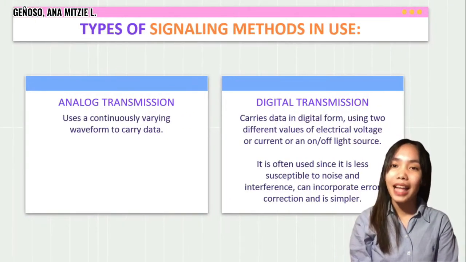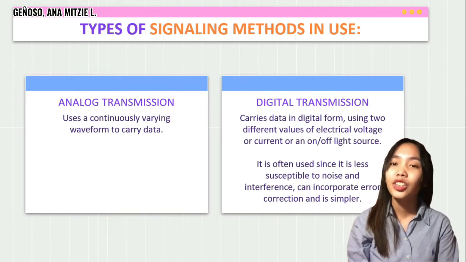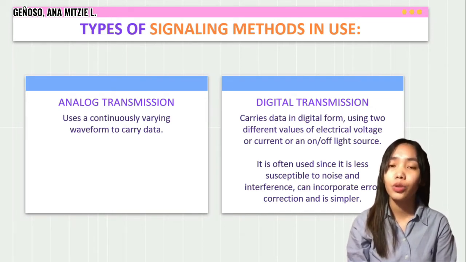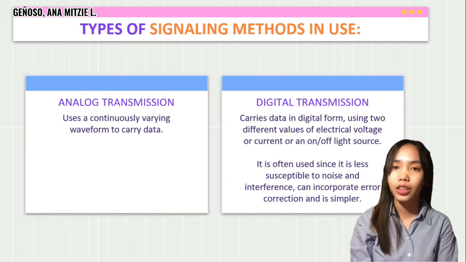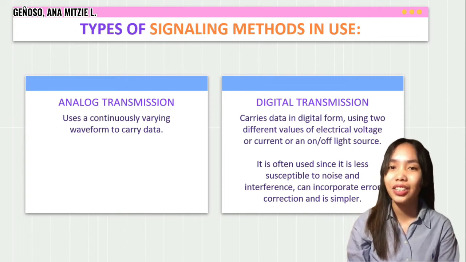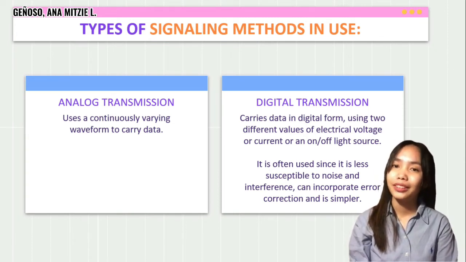Next, we have the types of signaling methods: analog and digital transmission. Analog transmission utilizes a continuously varying waveform, while digital utilizes two different values of electrical voltage, which makes it the opposite of analog since it is non-continuous. These two will be further elaborated in the latter part of our report.